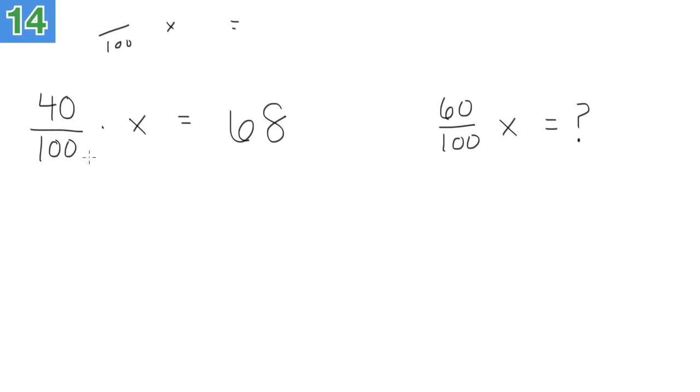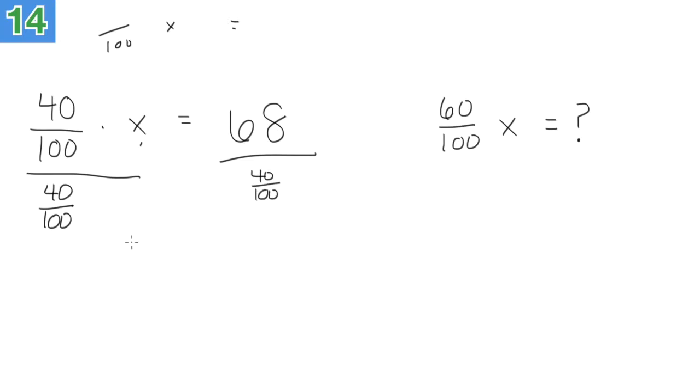All right, so we want to solve this equation for x. So how would we do that? We have two things being multiplied here. We have 40 over 100 times x equals 68. We want to get x alone. So if these are being multiplied, we want to divide by 40 over 100.